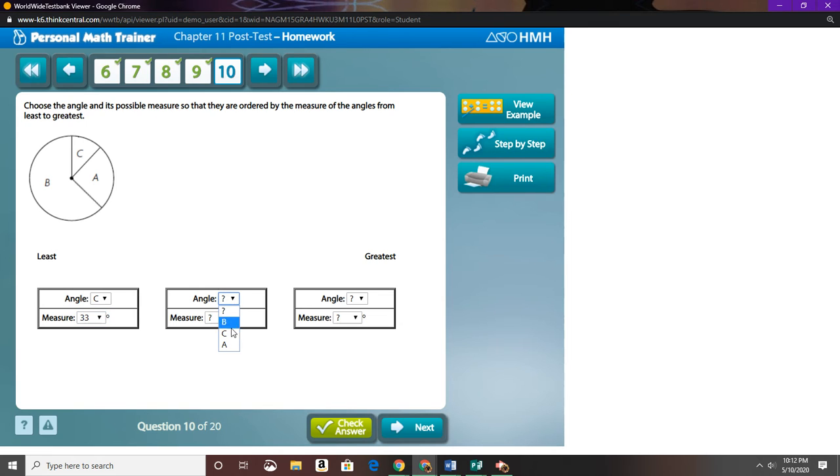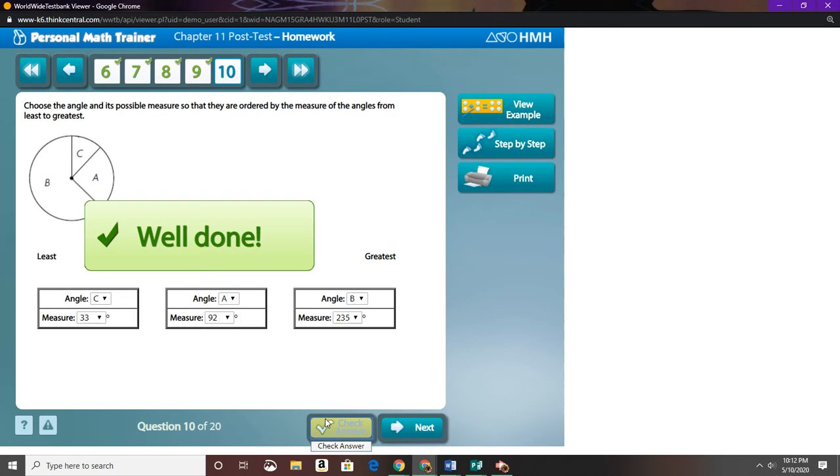Angle A would be next. And it would be 92 degrees. And I can see that. It looks like it's about a right angle there. And 92 is almost a right angle. And that leaves angle B as my greatest angle. And angle B then would have to be 235 degrees. And that makes sense because I can see it's more than 180. So it's 235. Check my answer.